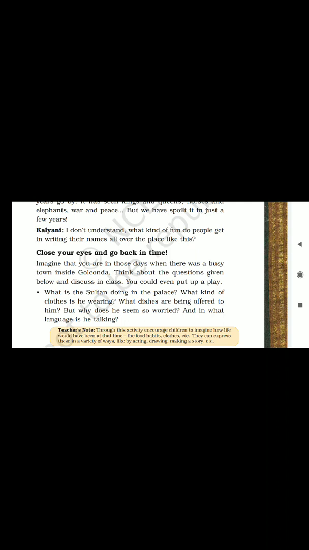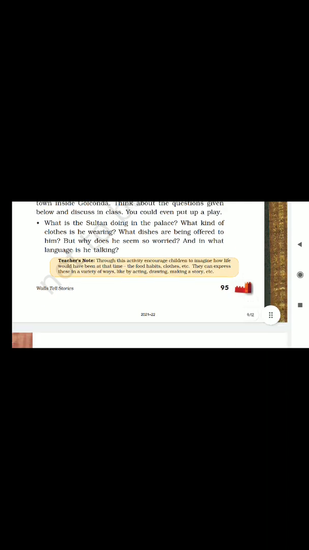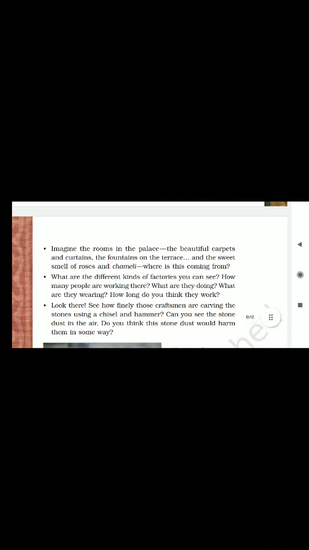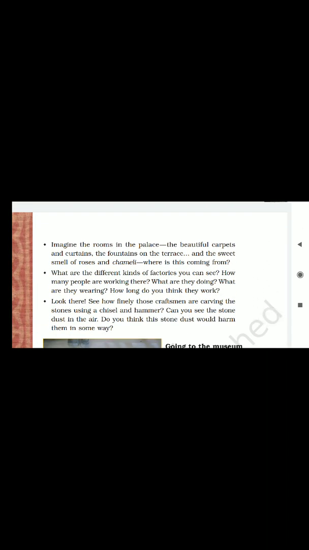What is the Sultan doing in the palace? What kind of clothes is he wearing? Obviously, traditional clothes would be there. What dishes are being offered to him, but why does he seem so worried, and in what language is he talking? Imagine the rooms in the palace, the beautiful carpets and curtains, the fountains on the terrace, and the sweet smell of roses and chameli. Where is this coming from?